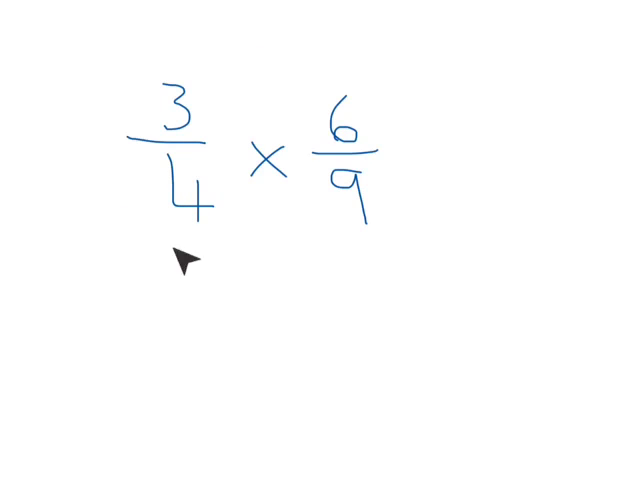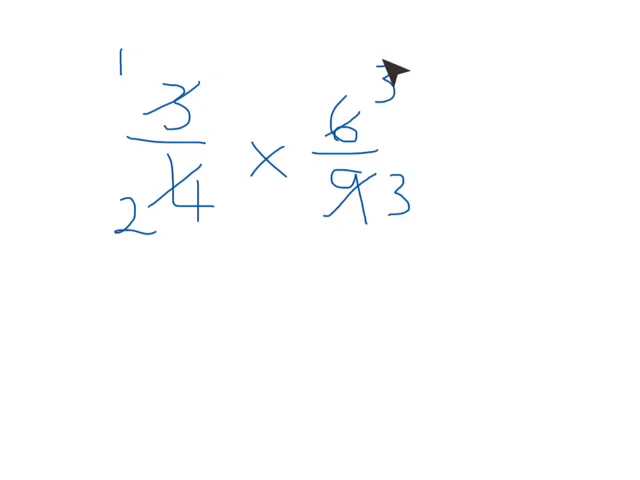Now we know from the last page that the answer is going to be a half, so let's see if this theory works. Right, I'm going to simplify this numerator with this denominator. 3 goes into 3 once, 3 goes into 9 3 times. I can also simplify this because they're both divisible by 2. 2 goes into 4 2 times, 2 goes into 6 3 times. Now I can't simplify any further, so now we multiply.